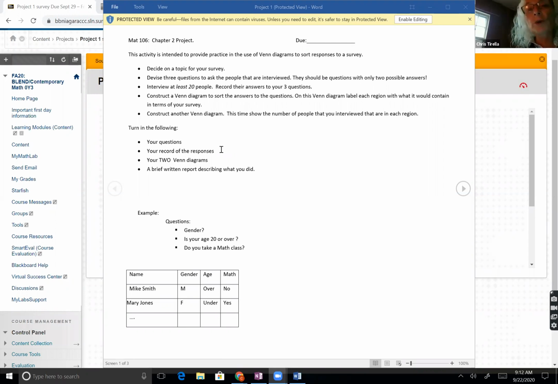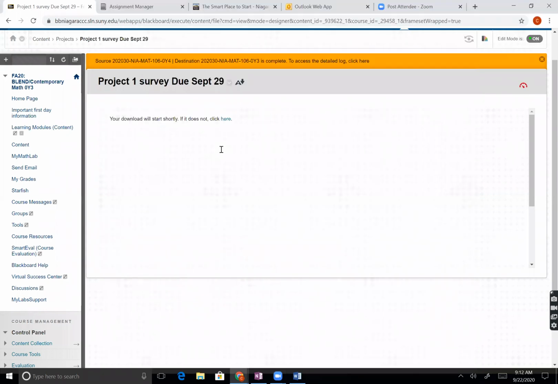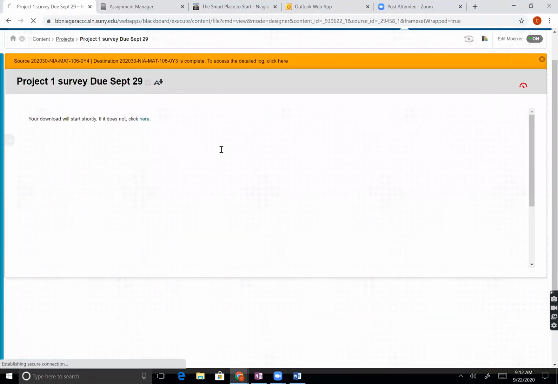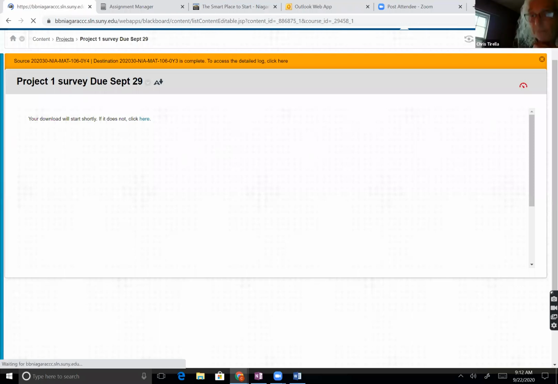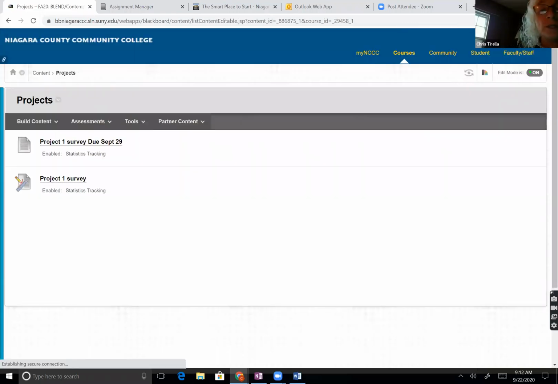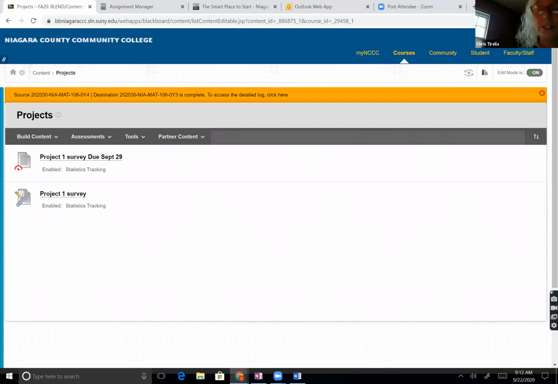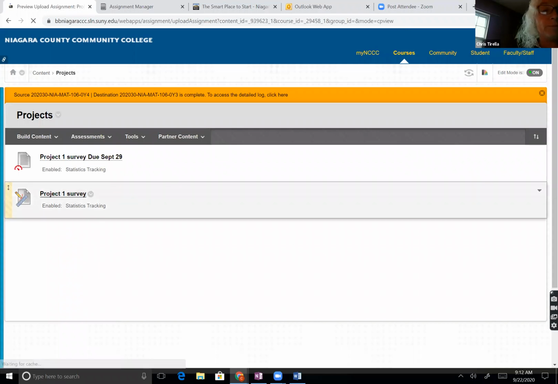Once you do it, do they have to be 3 circles for the Venn diagram? Because you're asking 3 questions, you will have a loop for each question. And when you're done with it, upload it over here.